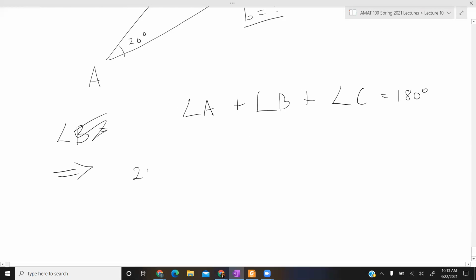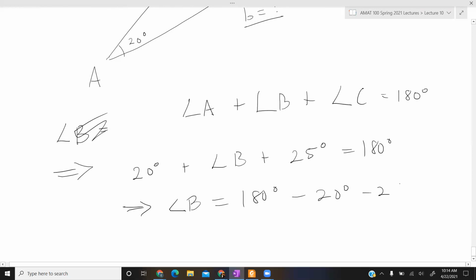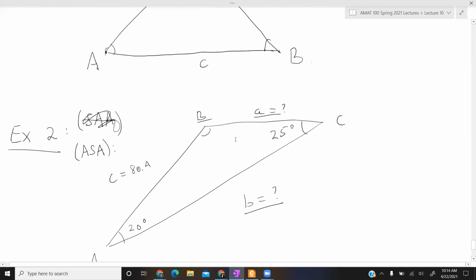So A is a 20-degree angle. C is a 25-degree angle. And if we solve for B, we get 180 degrees minus 20 degrees minus 25 degrees. And if you do that, you get 135 degrees. So that gives us the one piece of information that we're looking for.